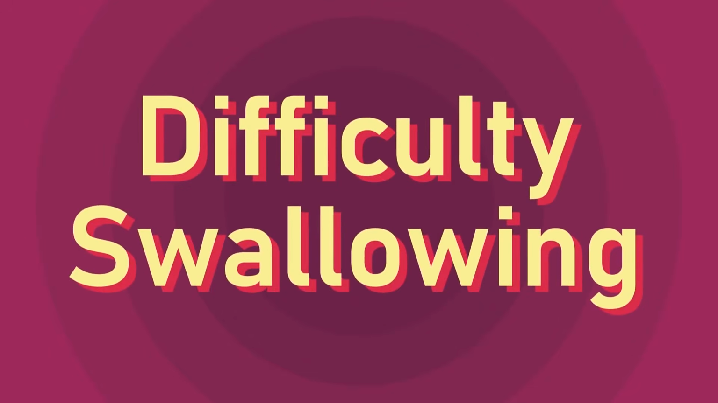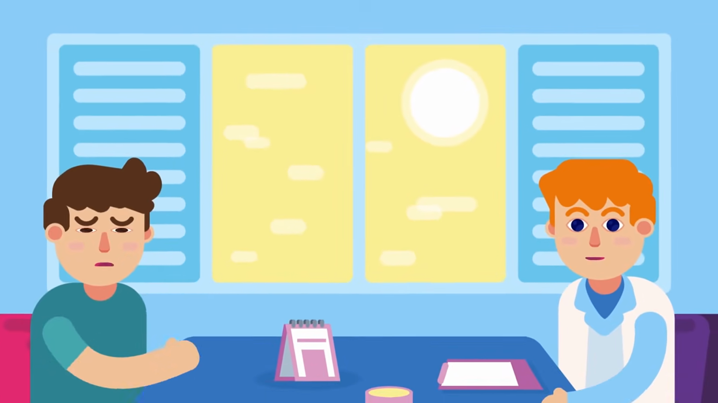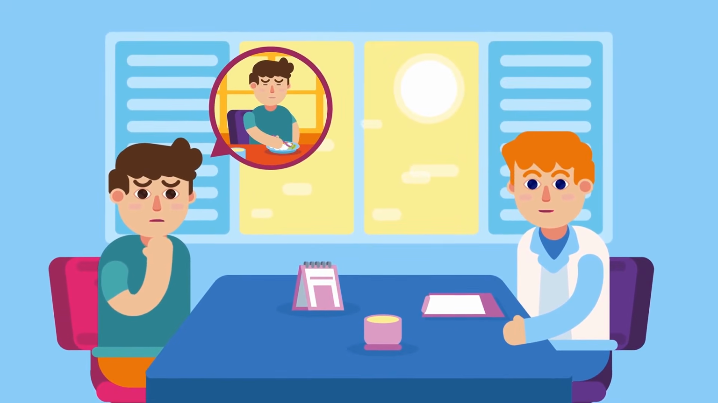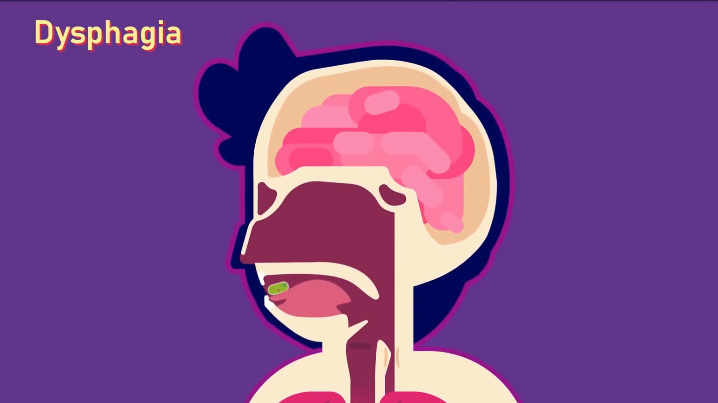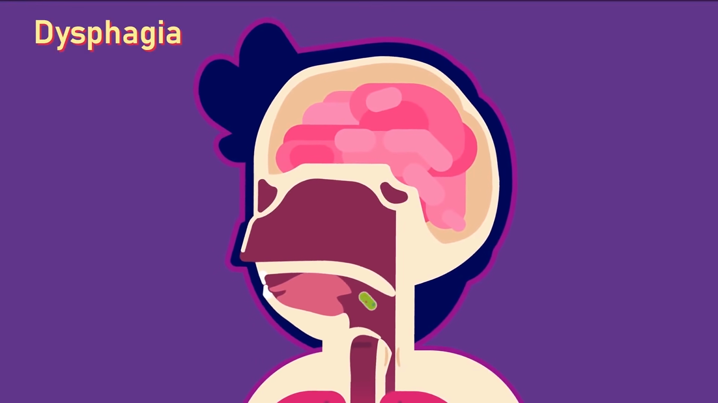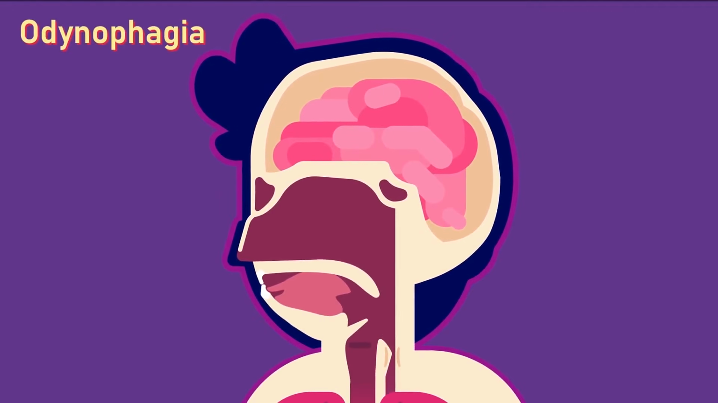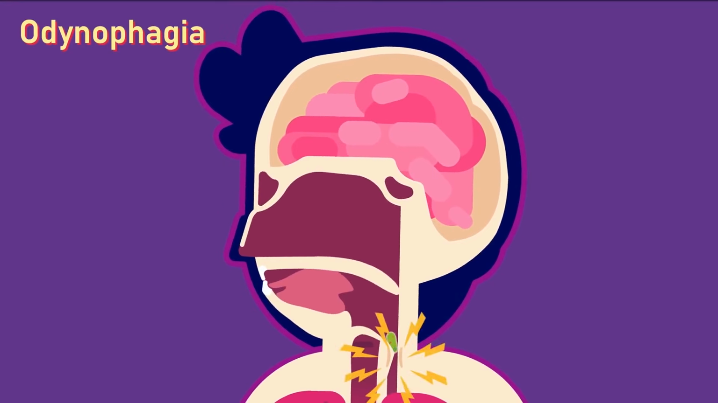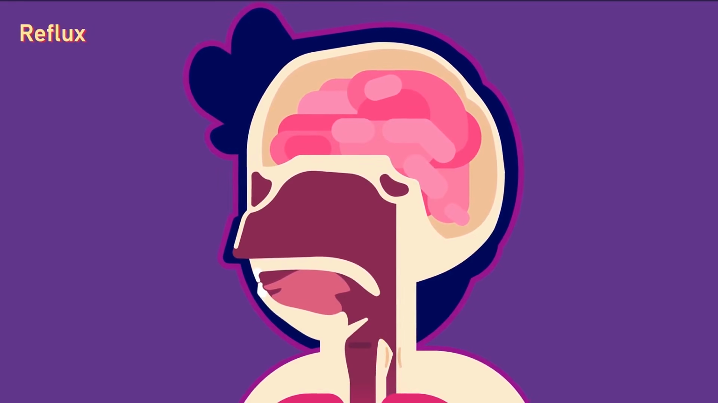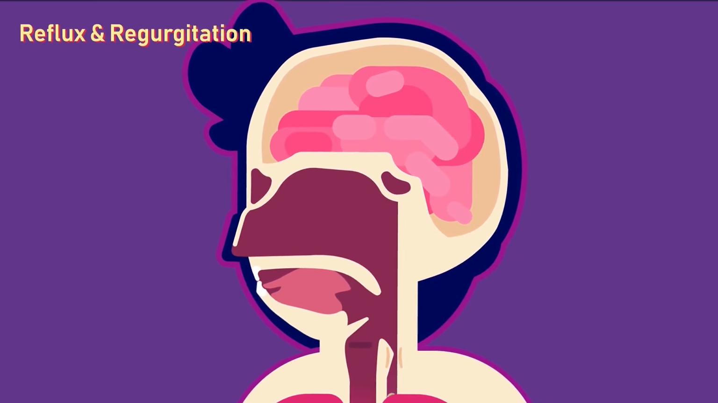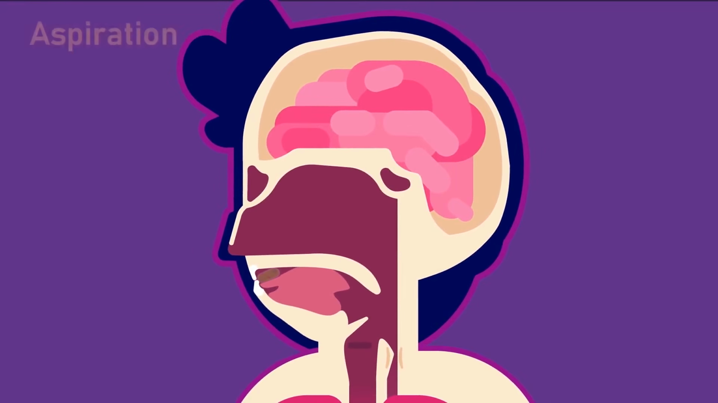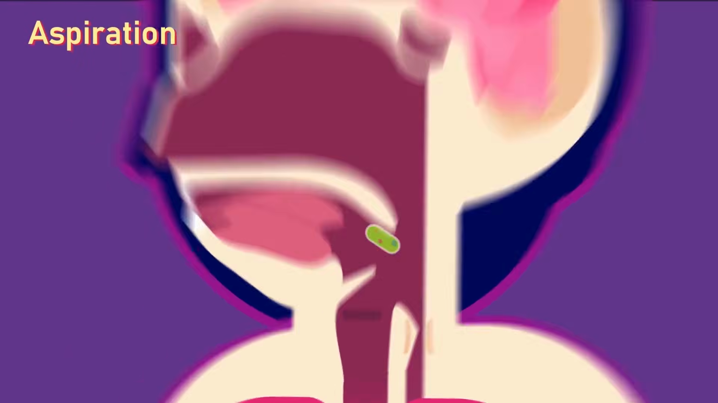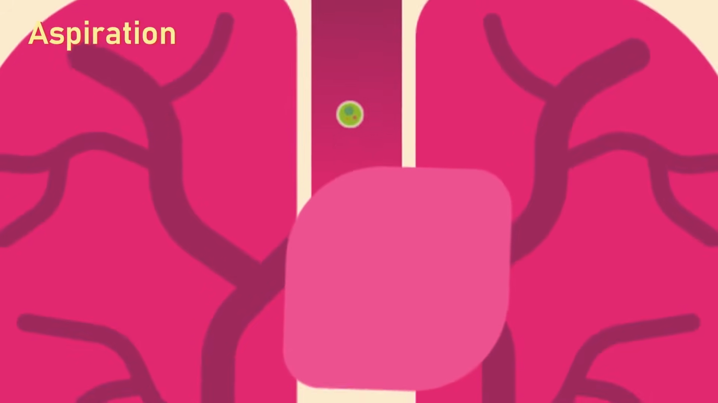Difficulty swallowing intro. When a patient says they are having difficulty swallowing, they may be referring to one or a combination of the following symptoms. Dysphagia, which means food is unable to pass through smoothly or gets stuck. Odynophagia, which means that swallowing is painful. Reflux and regurgitation, which means food or gastric secretions come back into the throat or mouth. Aspiration, in which the food or drink goes down the trachea instead of the esophagus.